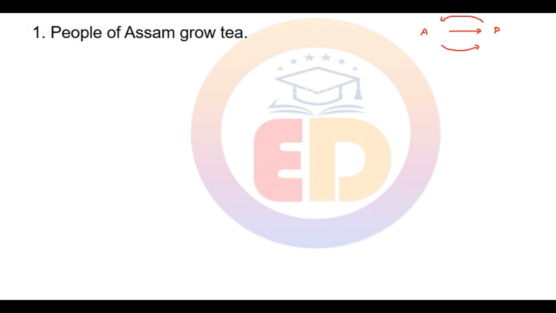The sentence says, people of Assam grow tea. People of Assam is the subject, grow is the verb action, tea is the object. Now here the action is done by the subject, so this is an active voice. Since it is an active voice, we will convert it into passive voice.